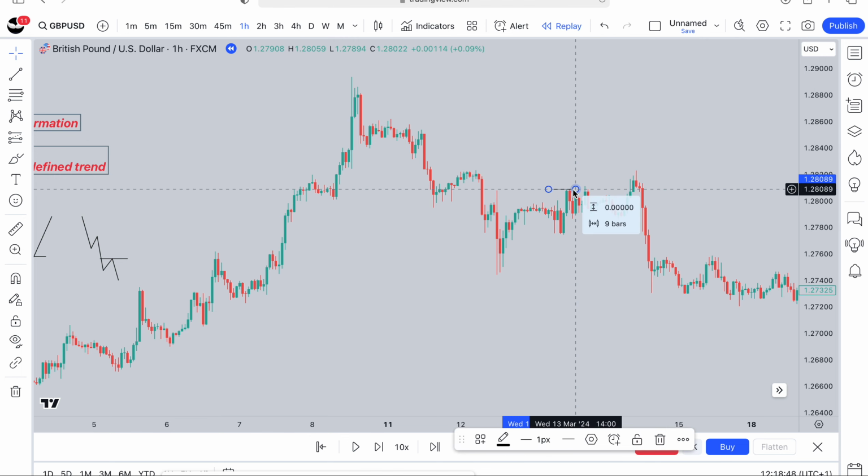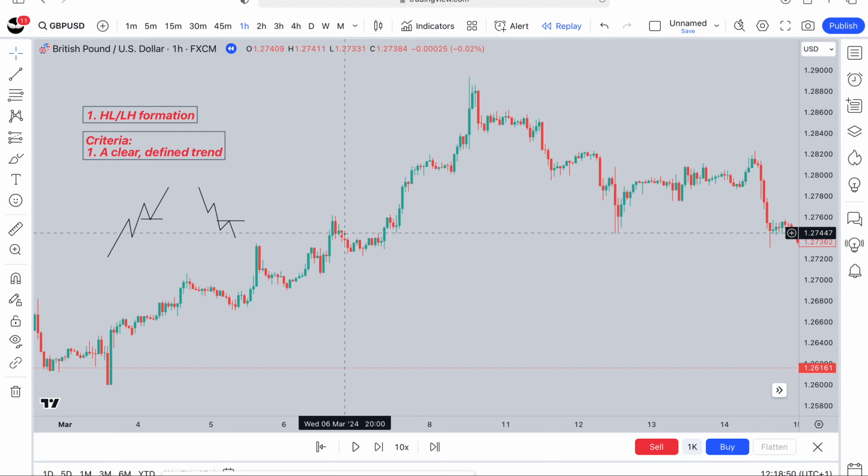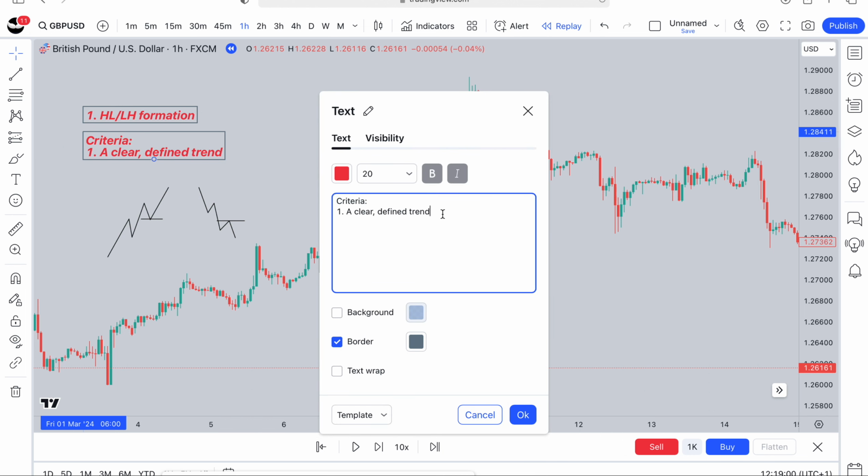So that's the first thing. Make sure that you have a clear, defined trend. An uptrend is higher highs and higher lows, and a downtrend is lower lows and lower highs. The next thing you're going to look out for is that price has sufficiently retraced.